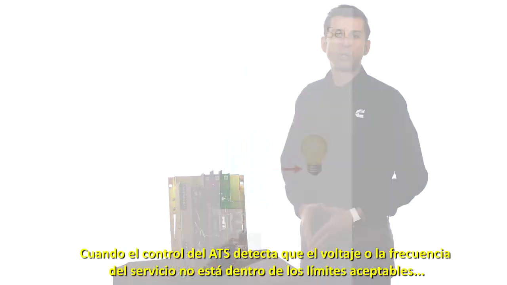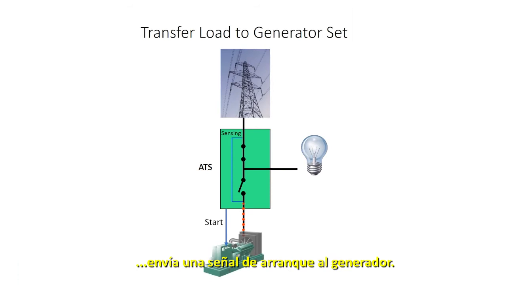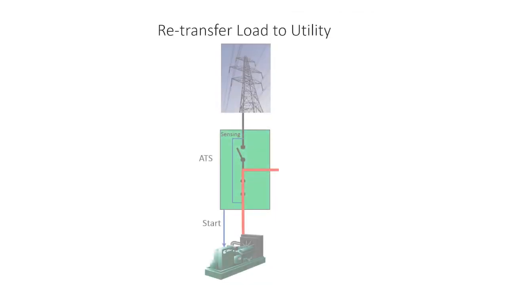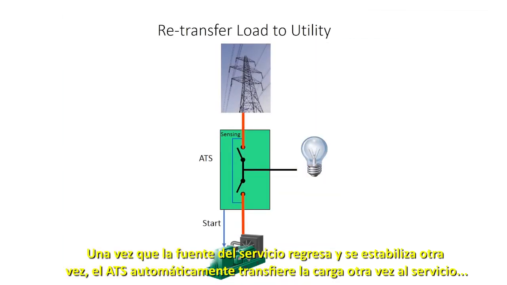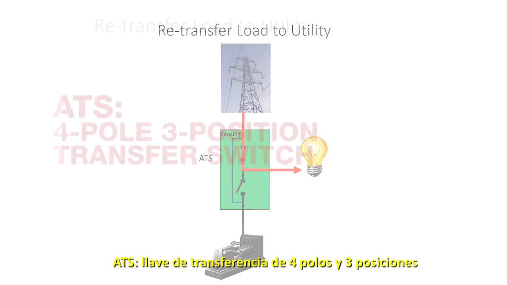When the ATS control senses that the voltage and/or frequency of the utility are not within the acceptable limits, it sends a start signal to the generator. When the generator set is ready to accept load, the ATS transfers the load to the generator. Once the utility source returns and becomes stable again, the ATS automatically transfers the load back to the utility and removes the start signal from the generator to allow it to shut down.